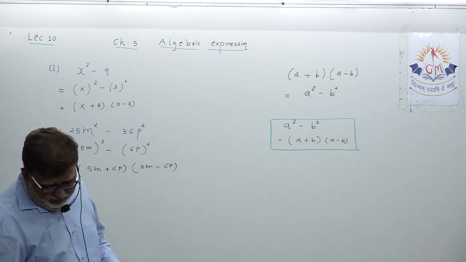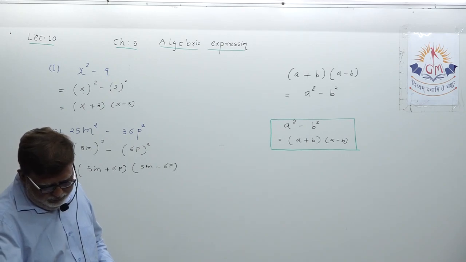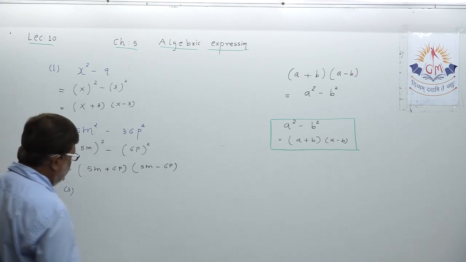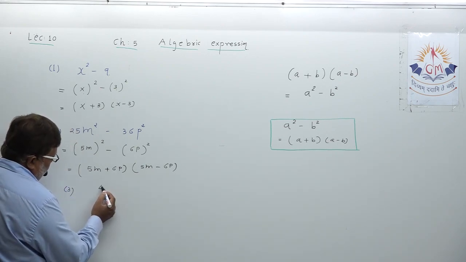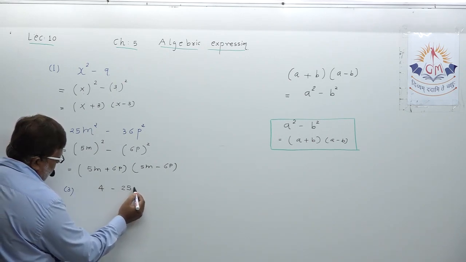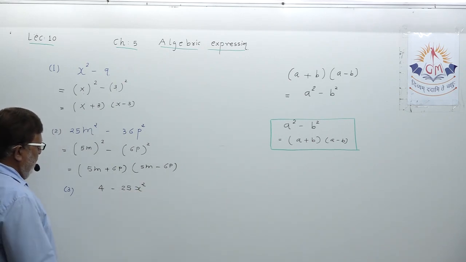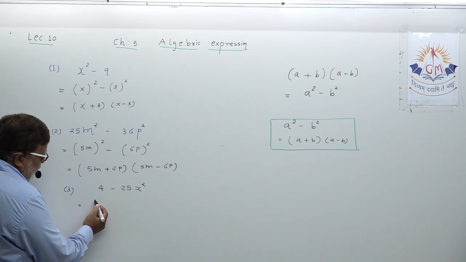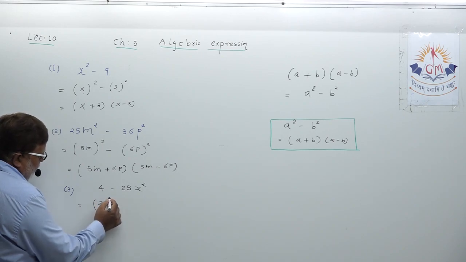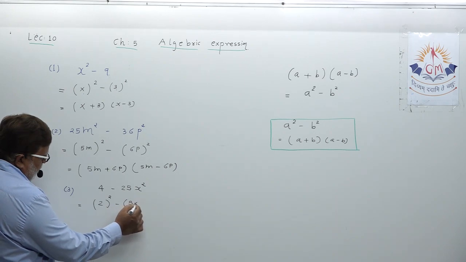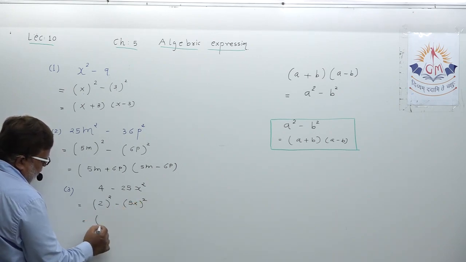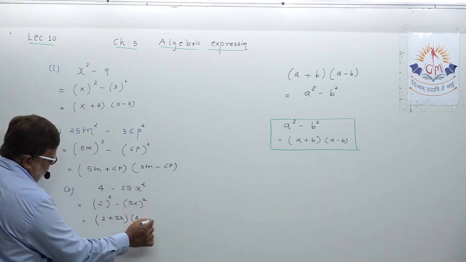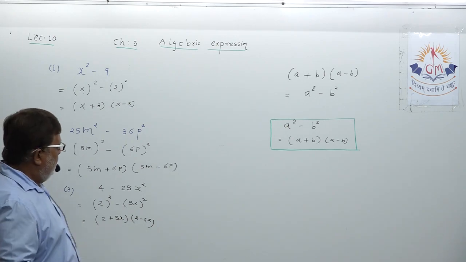Just take an example I write here. One more example for you. Suppose 4 minus 25x square. Yes, two terms, negative sign. Both are perfect square terms. Definitely square root, 2 square, 5x whole square. 1 time plus a plus b, a minus b. The sum is over. Is it clear in your mind?